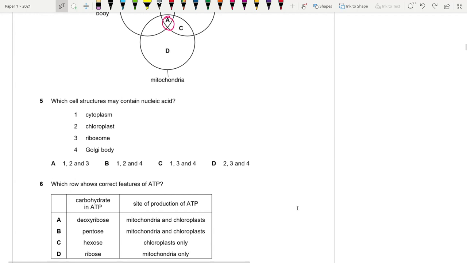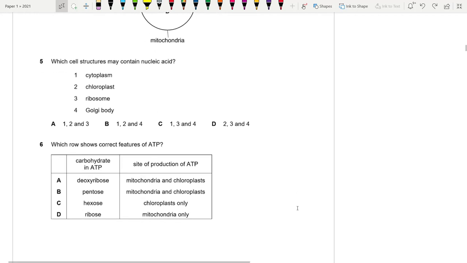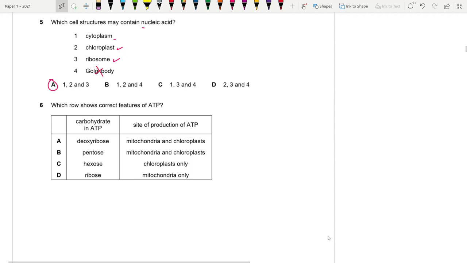Which cell structures may contain a nucleic acid? Important question. The answer to this should be 1, 2, and 3. Ribosome contains rRNA. Chloroplast contains everything, DNA, RNA, everything. Okay. Cytoplasm also contains tRNA, and indirectly it contains the nucleus. So Golgi body does not contain nucleic acid.